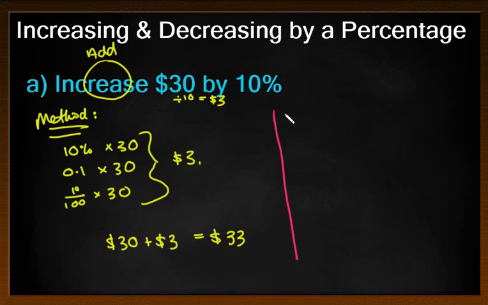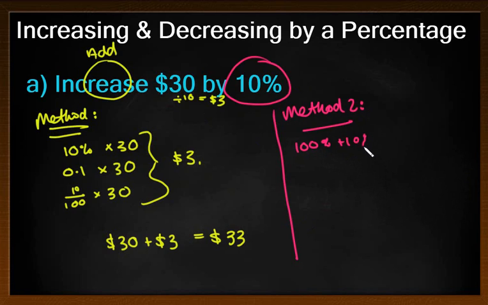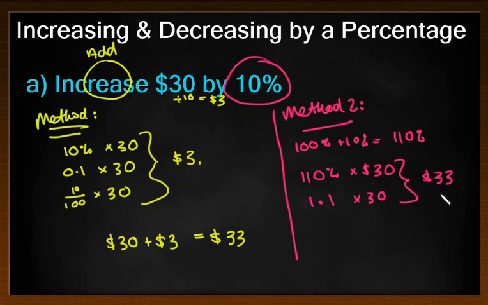Now, again, if you're looking for method 2, which is our slightly more advanced method, if I'm increasing by 10%, that means that you're adding on 10%, which means you have that 110%. So you're doing 110% times $30. Or if you're using a decimal, which is probably more preferable if you're using the advanced method, we're timesing it by 1.1. Either way, you're coming up with $33. How'd you go with that?